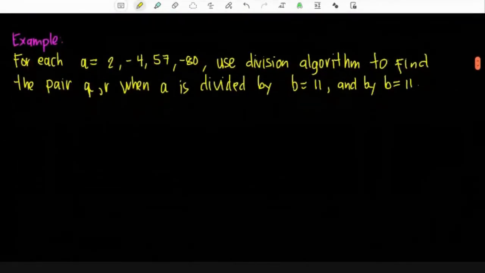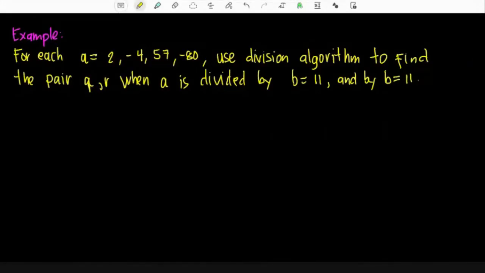So, let's say we have values of A, pwedeng 2, pwedeng negative 4, 57, negative 80. And we divide it by 11. So, ano daw yung Q, ano daw yung R. Yan, madali lang naman. So, for A equals 2, let's say A equals 2 and B equals 11. Dapat pwede mong isulat si 2 as Q times 11 plus R. Of course, yung 11, mas malaki kaysa sa 2. So, that means, automatic, 0 yung kunin mo, plus 2. Right? So, your remainder is 2, and the value of Q is 0.